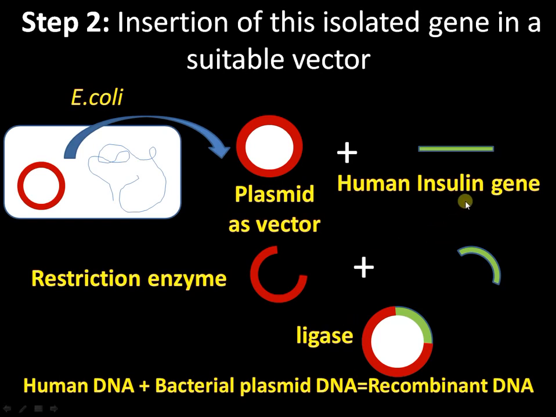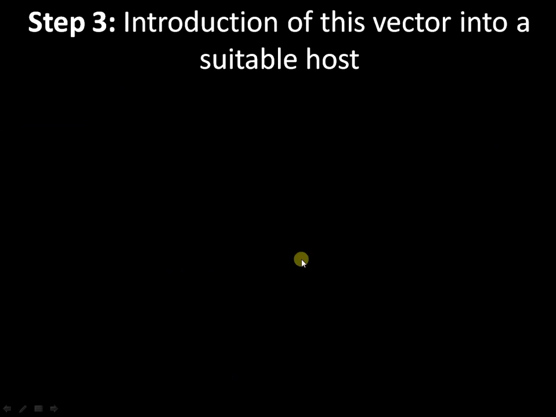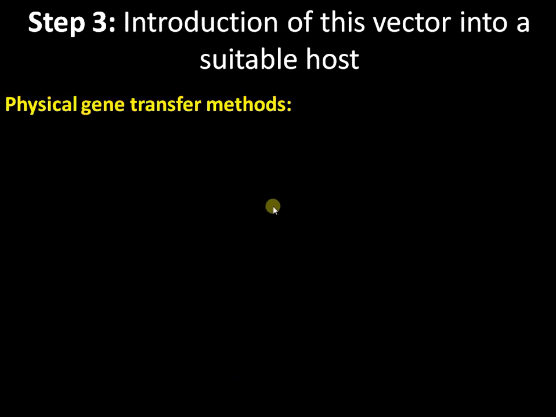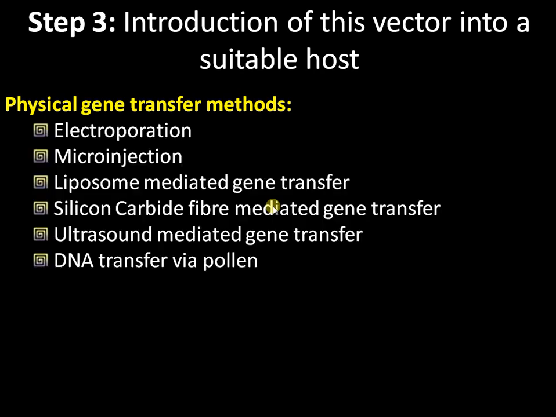We have inserted our human insulin gene into a vector. Now the third step, introduction of this vector into a suitable host. There are different gene transfer methods by which we can introduce our vector into a host. These are some of the methods: electroporation, microinjection, liposome-mediated gene transfer, silicon carbide fiber method, etc. And hopefully we will be discussing all these later.